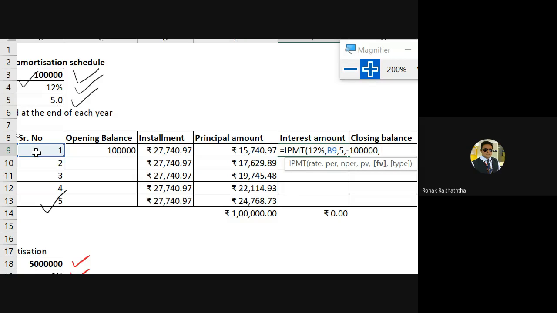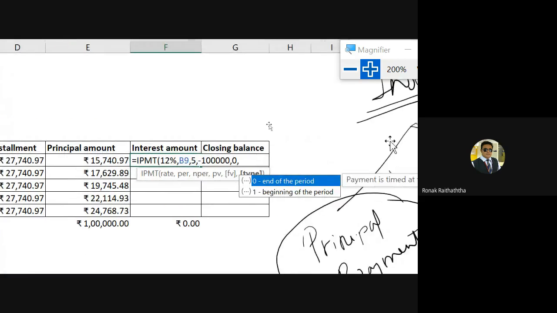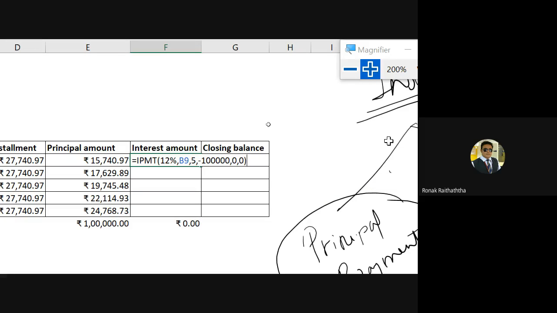Comma. Then comes the FV, which is optional in nature, putting 0, comma. Then it asks whether the amount will be paid at the end of the period or at the beginning of the period. I would say at the end of the period. Again, it's optional. If you do not select, it will automatically take the end of the period. Closing the bracket, pressing enter.